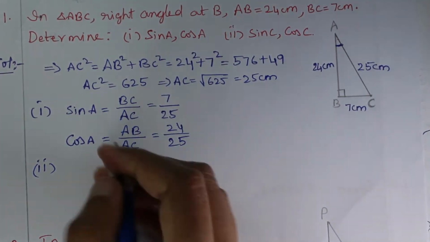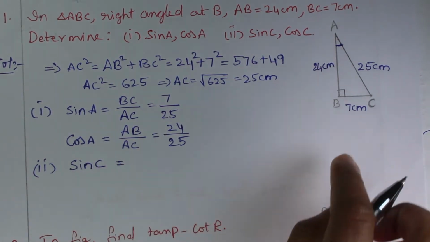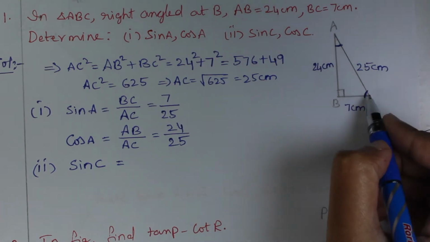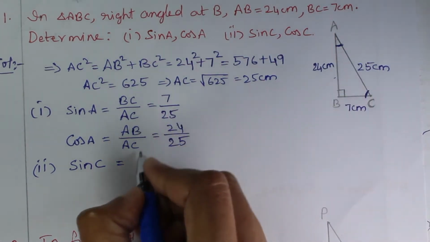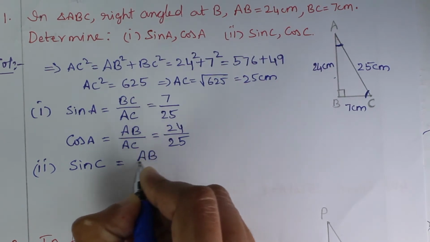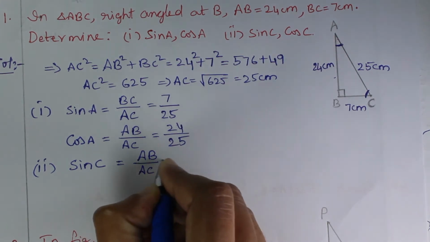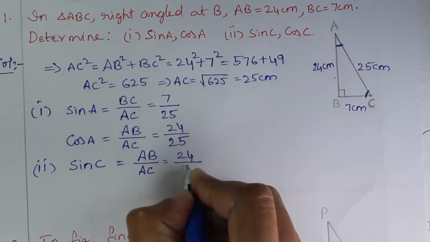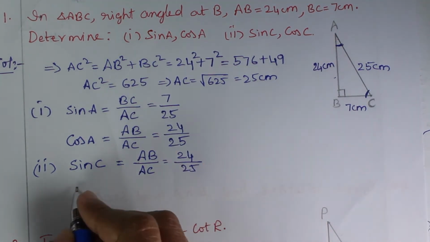Sin C. Now we are looking at the angle C. So this is angle C. So what is the opposite side of angle C? AB. Sin C is opposite side divided by hypotenuse is AC. So AB is 24 centimeters divided by AC is 25. So sin C is 24 by 25.